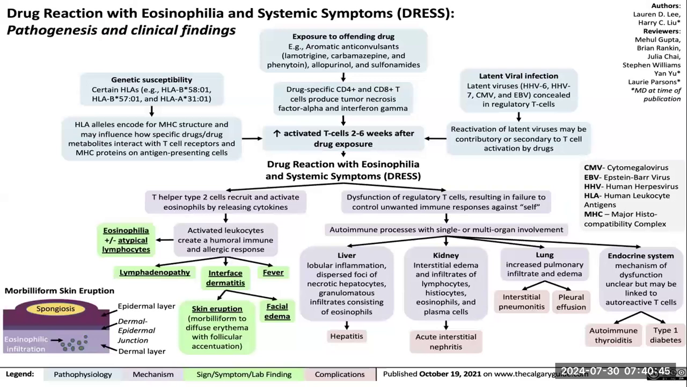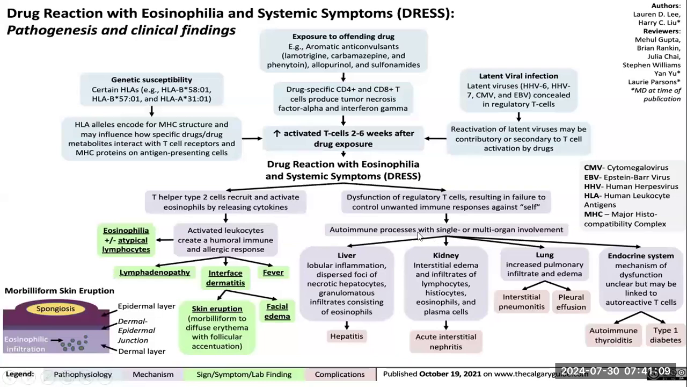You need drug exposure, you need viral reactivation, and genetics can lead to all this. And part of it is T cell activation. So CD4 and CD8 T cell activation will lead to the skin manifestation that you are seeing here. You can see the lymphadenopathy, the fever, and the interface dermatitis that will lead to the skin rashes that we have seen in this patient.